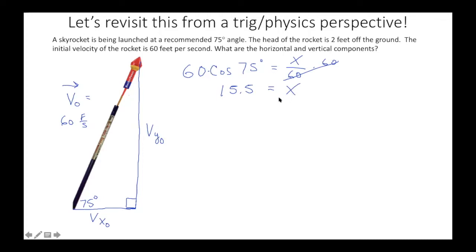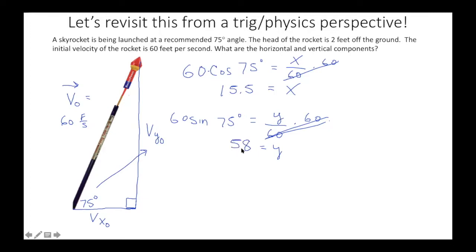Now to find the y component, let's do the sine of 75 degrees. Well, sine is opposite over hypotenuse. So from here, the opposite is the y component over 60. Multiply both sides by 60. That cancels. So we have y equals whatever in the heck 60 times sine 75 is. If you do it, rounded to the nearest tenth, you're right about at 58.